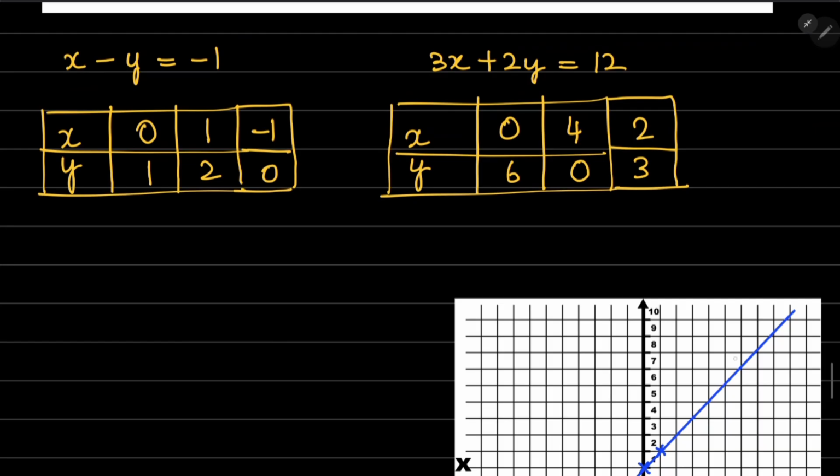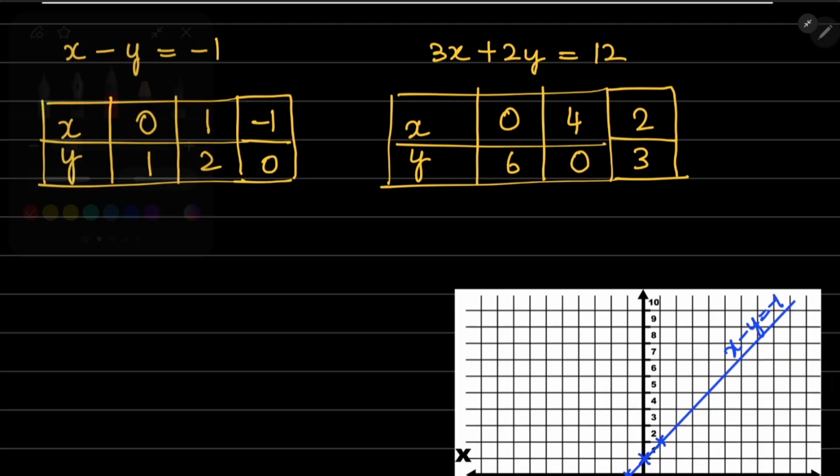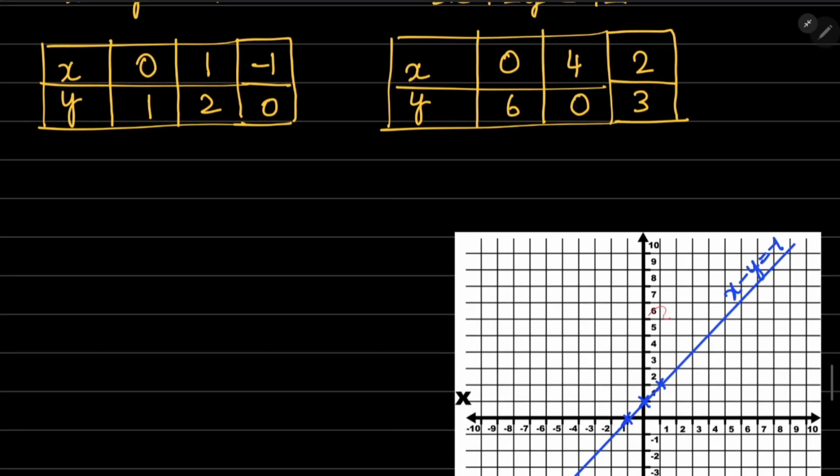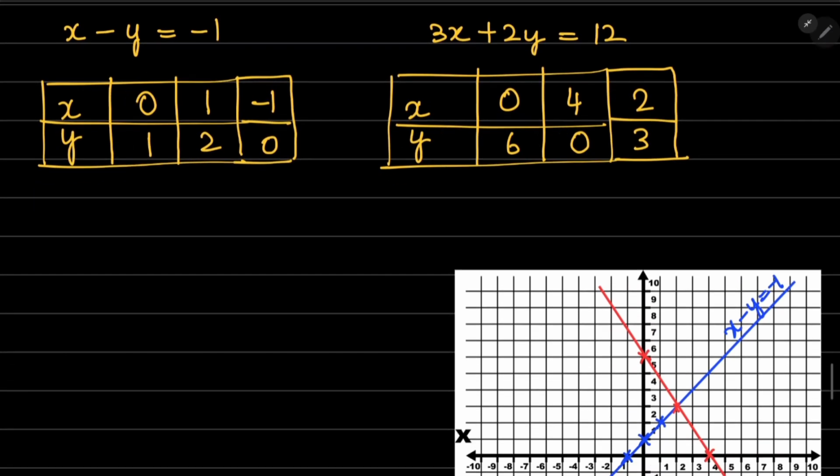So what is the equation of the line? X minus y equal to minus 1. What is the second line equation? The point 0 comma 6 is somewhere here, and then 4 comma 0 is here, and then 2 comma 3 is here. Again, let me draw a straight line. And write the equation which is being represented by that straight line, 3x plus 2y equal to 12.